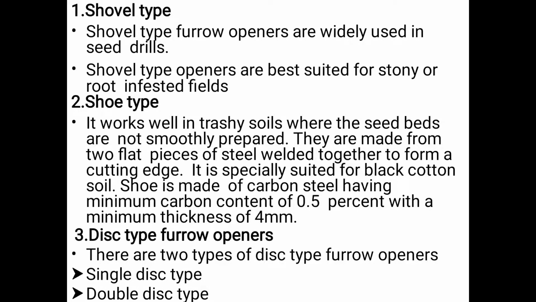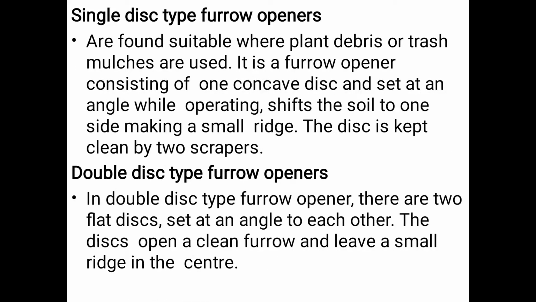Disc type furrow openers. There are two types of disc furrow openers: number first is single disc type and number second is double disc type. Single disc type furrow openers are found suitable where plant debris or trash mulches are used. It is a furrow opener consisting of one concave disc set at an angle, which while operating shifts the soil to one side, making a small ridge. The disc is kept clean by two scrapers. Double disc type furrow openers. In double disc type furrow openers, there are two flat discs set at an angle to each other. The discs open a clean furrow and leave a small ridge in the center of the section.